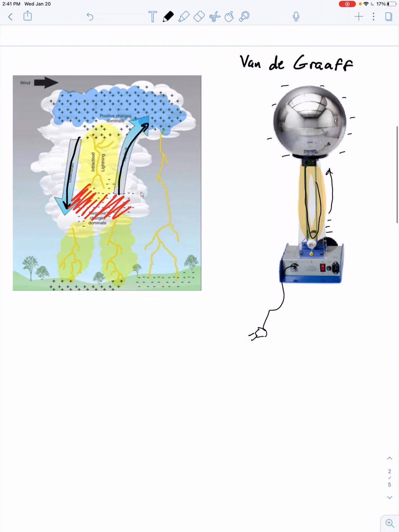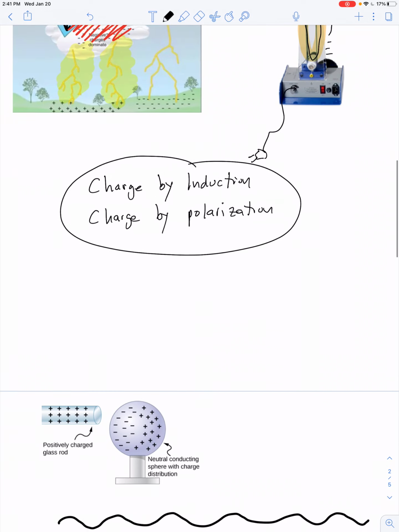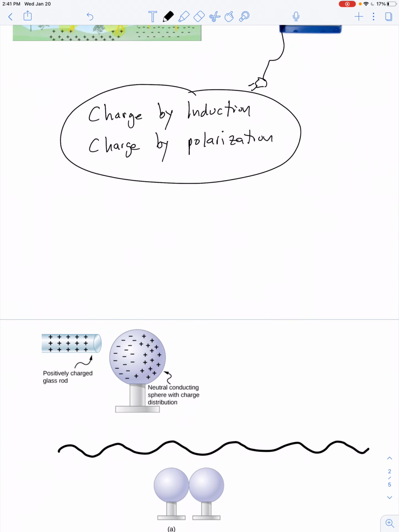So what's the other method of charging? Well, that's known as charge by induction, which could be a result of charge by polarization. And I'll give you a couple examples. Okay, so just to be clear, if you were to bring an object that had previously been charged by conduction, let's say this is a plastic or a glass rod that has a lack of electrons, so the object is positively charged.